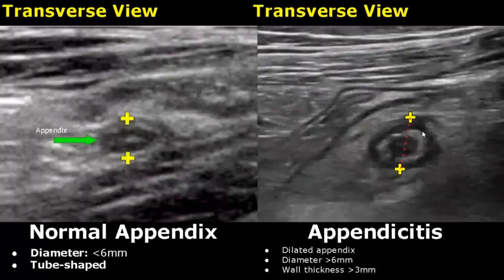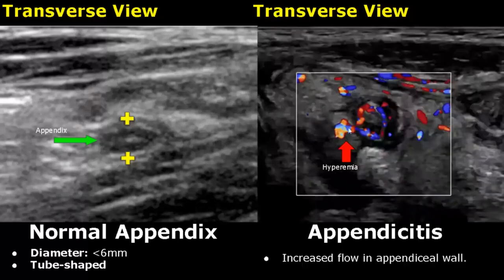These are transverse images of the normal appendix and the inflamed appendix. You can see the increased size of the appendix here. The diameter is greater than 6 millimeters and wall thickness will exceed 3 millimeters. On color Doppler, there is increased flow noted in the appendiceal wall.